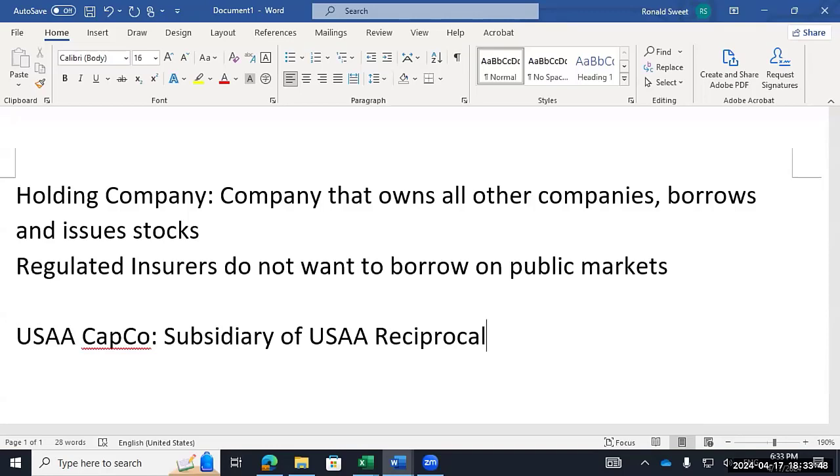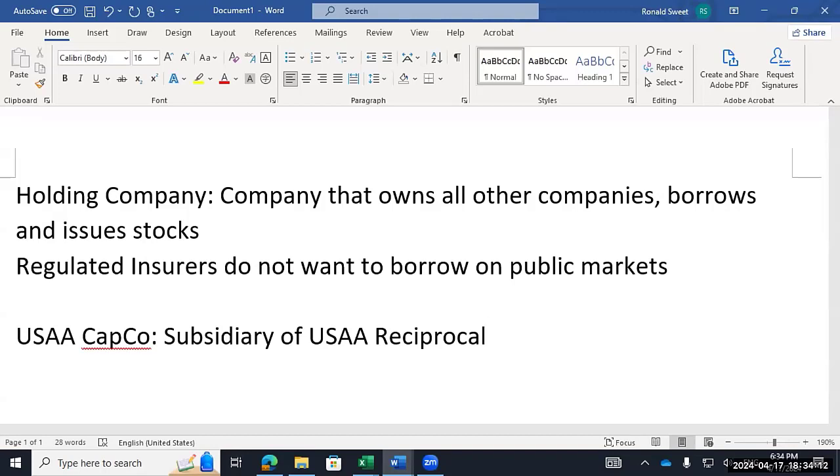State Farm probably does something similar. State Farm can't have a holding company either. It has to be a related company. So USAA has something called Capco. Capco owns the life insurance company, the bank, and used to be the real estate company. I don't know if they have it anymore. They may have completely spun that off. And some other subsidiaries. But then Capco does all the borrowing.